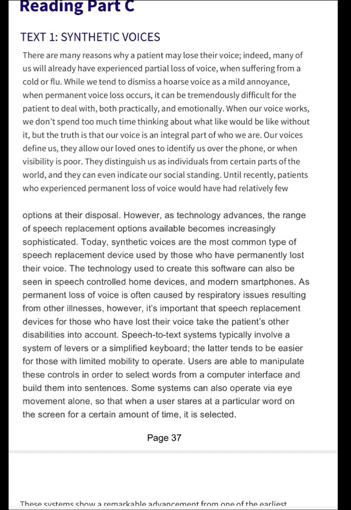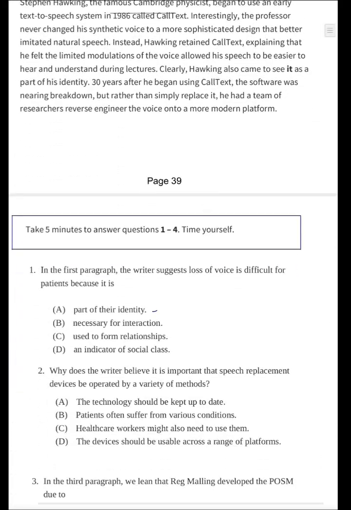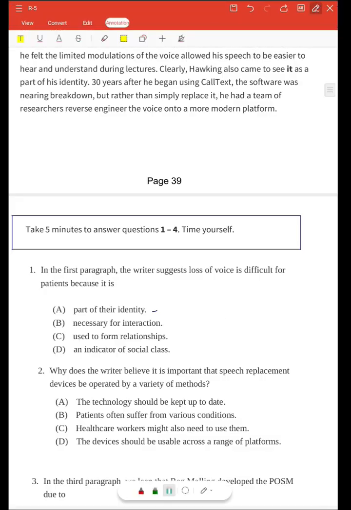In Part C, they basically check your ability to understand the opinion, attitudes, and overall meaning of the text given. We will start with question one, where we will discuss how we can approach the question and the paragraph. Here we have the first question.